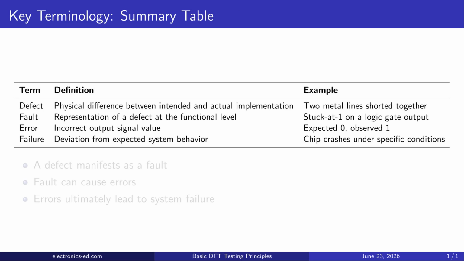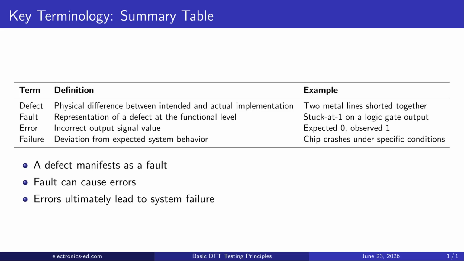This table summarizes the key terms, their definitions, and examples like two metal lines shorted together for a defect. A defect manifests as a fault at the functional level. That fault can then cause errors in the output signals. And those errors ultimately lead to a system failure.